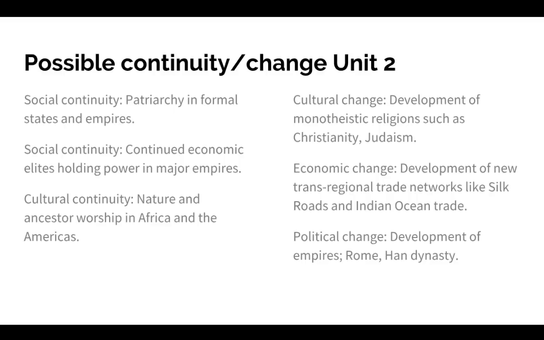And here are some examples. We've got, again, a strong continuity of patriarchy and the economic elites holding power. And for culture, we're going to talk about the fact that in Africa and the Americas, where these major world religions that I put over here have not spread to yet, we have a continuity of nature and ancestor worship. And then in addition, for changes to that cultural change, we have the development of these new trade networks and the development of major empires such as Rome and the Han Dynasty as a political change.